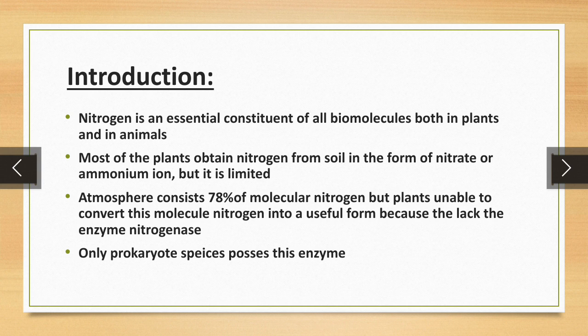The atmosphere consists of 78% molecular nitrogen, but plants are unable to convert these molecules of nitrogen into a useful form because they lack the enzyme nitrogenase. Only prokaryote species possess this enzyme.